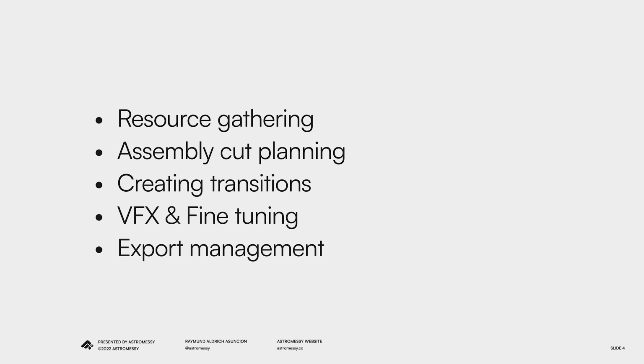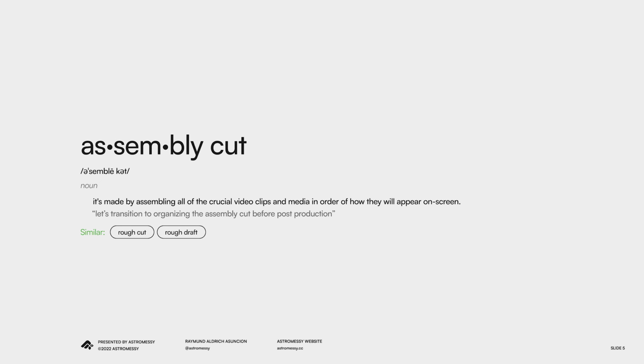Alright, so getting into it, here's the general design process of how I usually go about making my AMVs. We would go through resource gathering, like I said. Then I go to the assembly cut, planning, creating transitions, VFX and fine tuning, and lastly, export management. Cool, so the assembly cut. What is the assembly cut? By definition, it's made by assembling all of the crucial video clips and media in the order in which they will appear on screen. Sounds simple enough. This applies for GMVs as well.